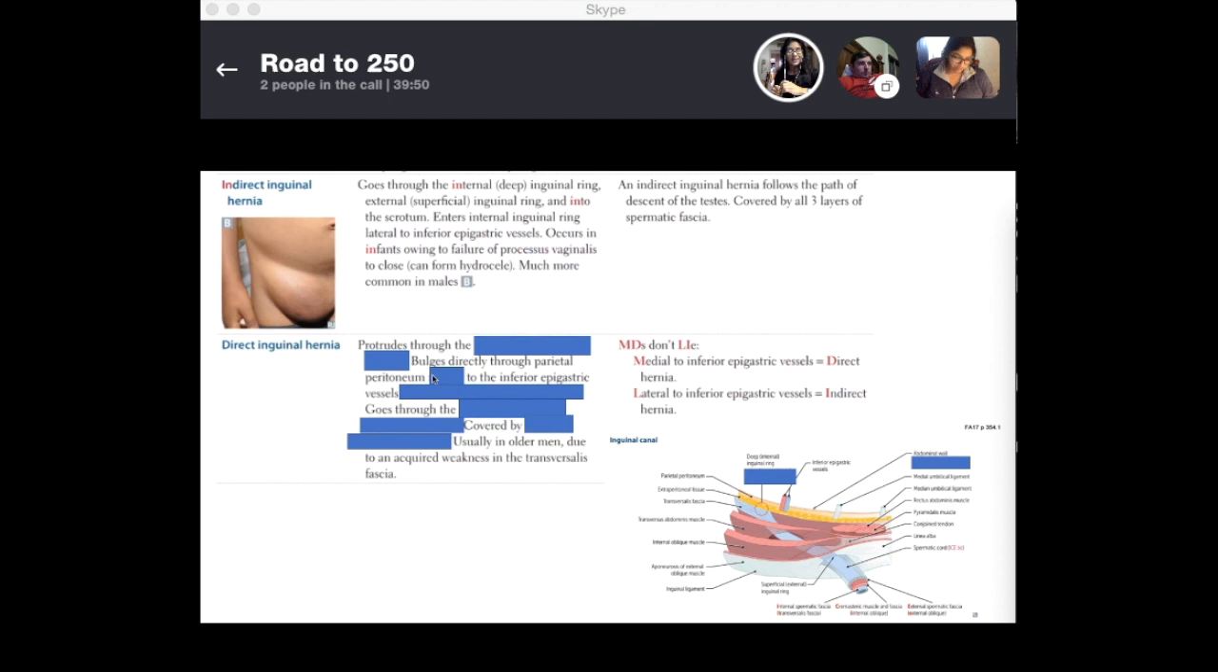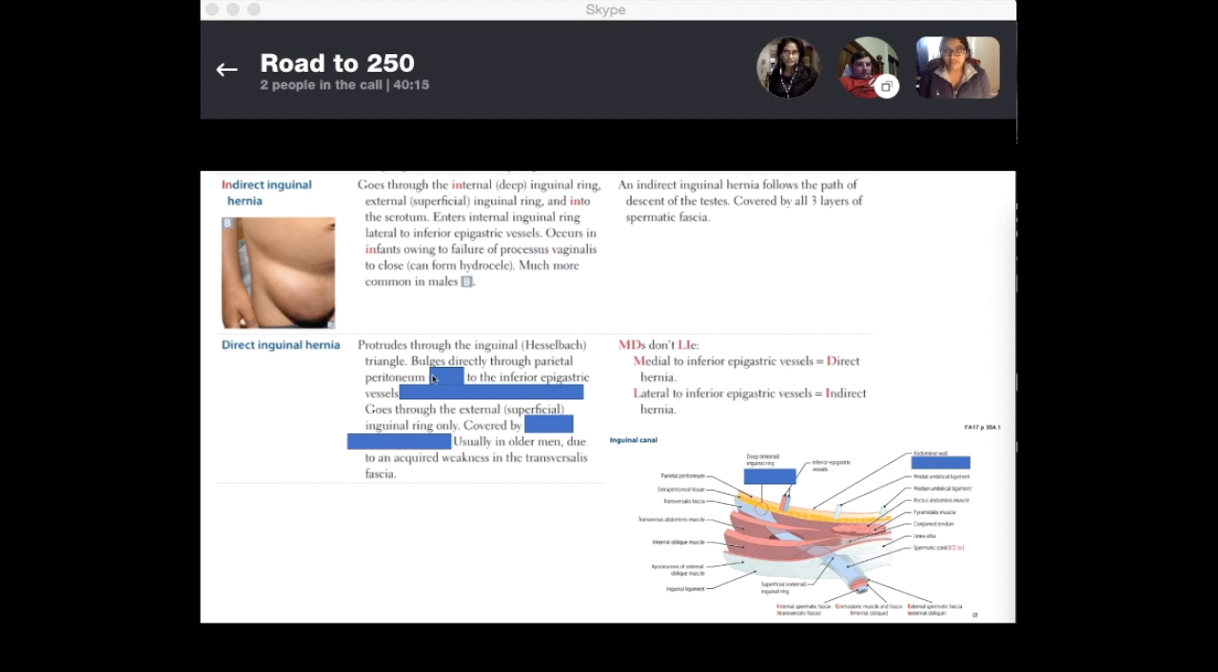Inguinal triangle, also known as the Hesselbach triangle. And these will bulge through the peritoneum lateral or medial to the inferior epigastric vessels.